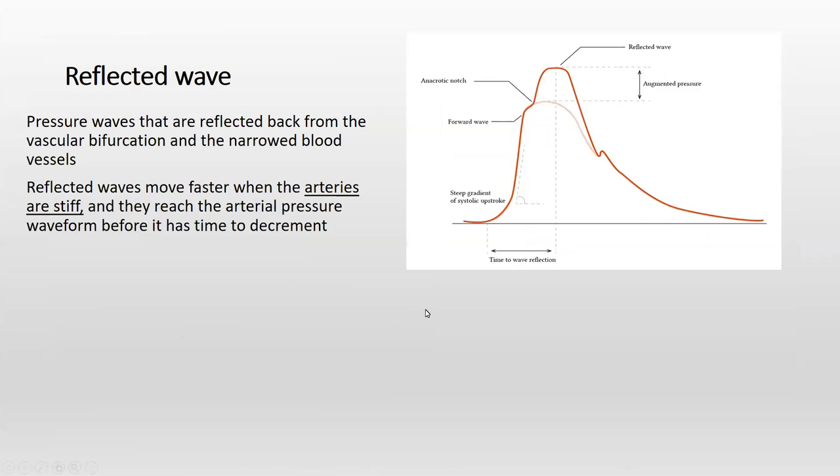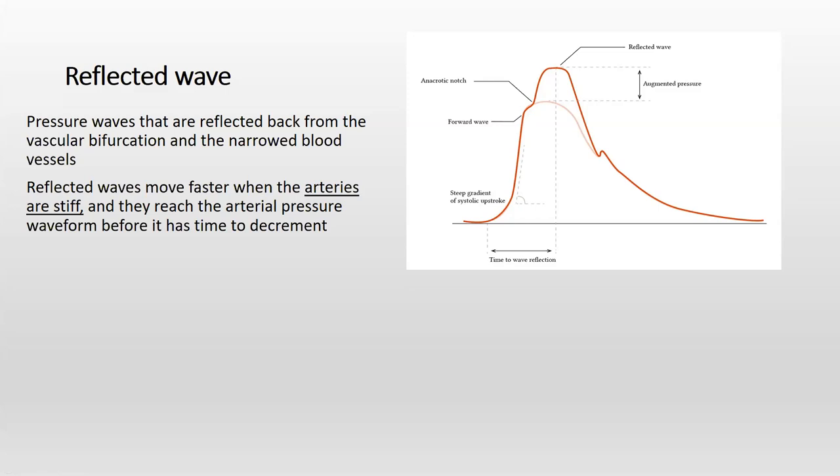It happens because of a reflected wave phenomenon. The reflected wave is the pressure wave that is reflected back from the vascular bifurcations and the narrowed blood vessels. They move faster when the arteries are stiffer, and when they reach the arterial pressure waveform they form this notch, which causes a rise in the systolic peak and adds to the systolic pressure. So in a way, the stiffer the arteries, the more the reflected wave, the higher your systolic peak.